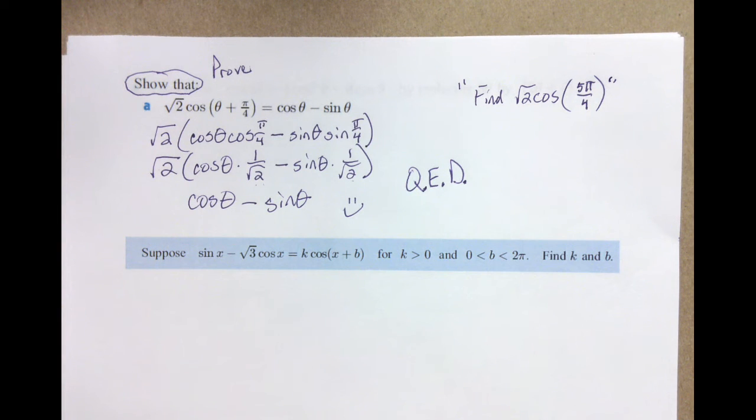It would be more complicated, but I don't feel like figuring it out. But this would be the sum of what? Pi and pi over 4. And since we've proved this, we can just plug it in here. So this would be cosine of pi minus sine of pi. So once you've proven it, you can just use it to plug in a value or something like that.